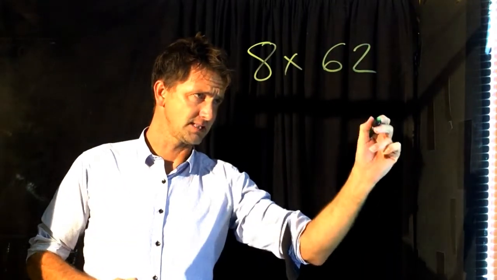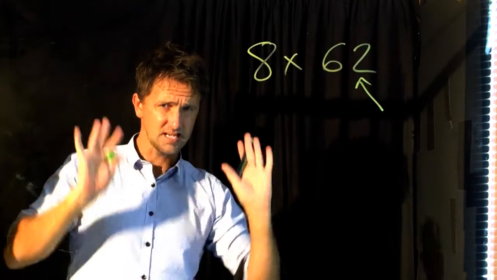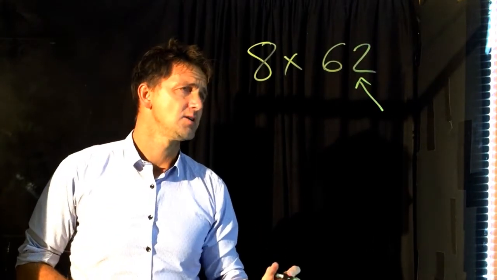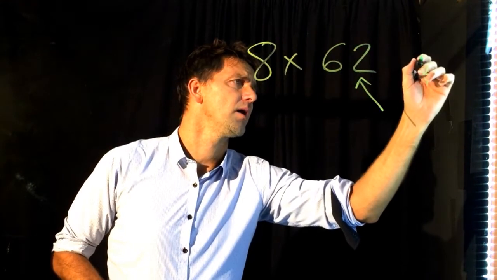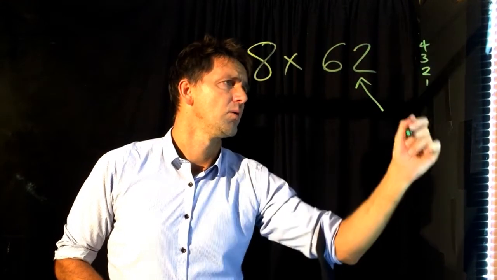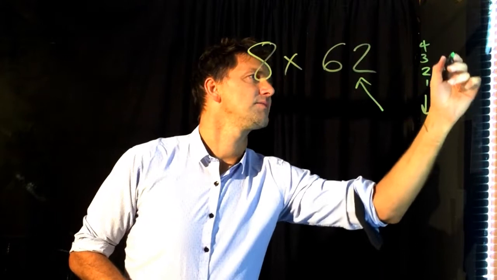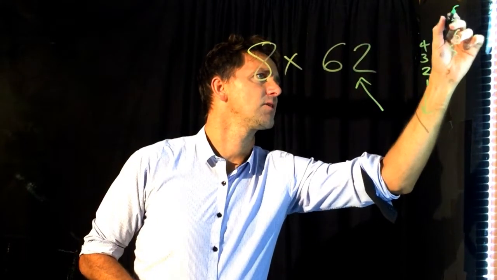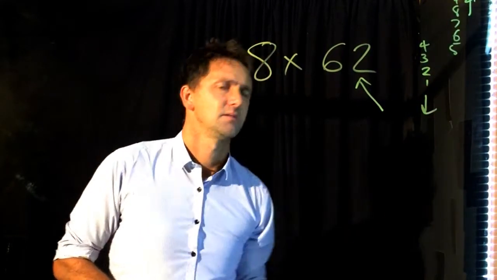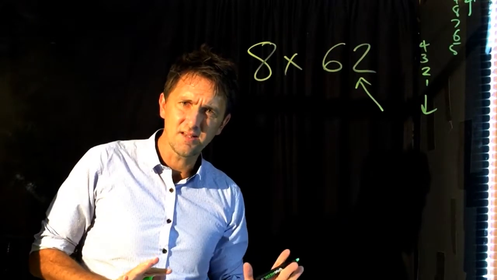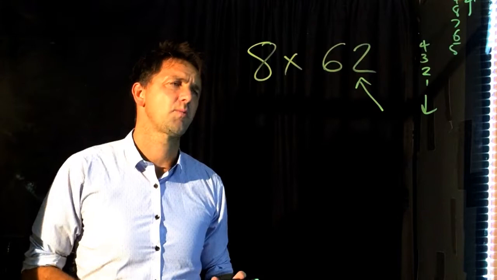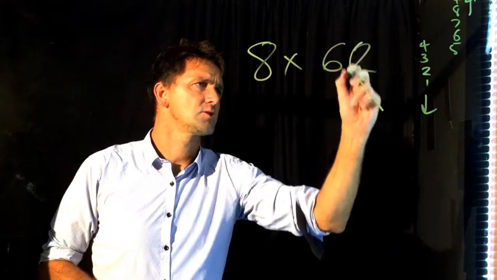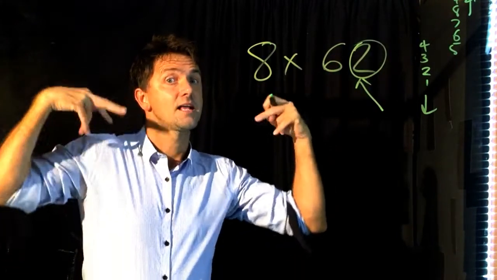Now we're going to round this 62 off to the nearest 10. So that means if it's a 1, 2, 3 or 4, we're going to go down. But if it's a 5, 6, 7, 8 or 9, we're going to go up. We're going to take it either to 60 or 70. Well, this number here is a 2, isn't it? So it means we round down.